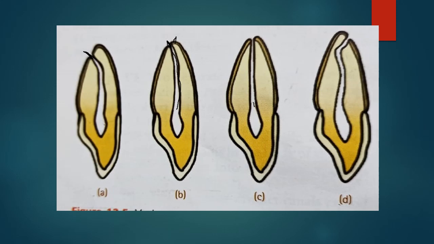Here you can see the straight canal which opens directly to the anatomic apex, right? It coincides. This apical foramen coincides with the anatomic apex. Whereas here you can see the canal is doubly curved and the apical foramen opens to the lateral surface of the root.